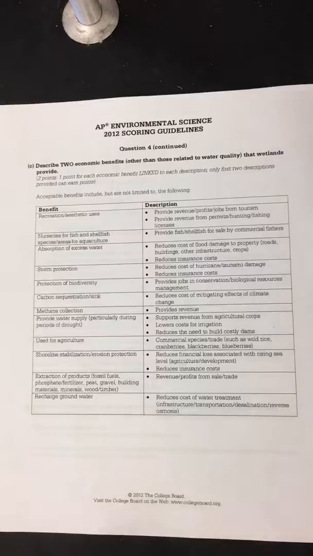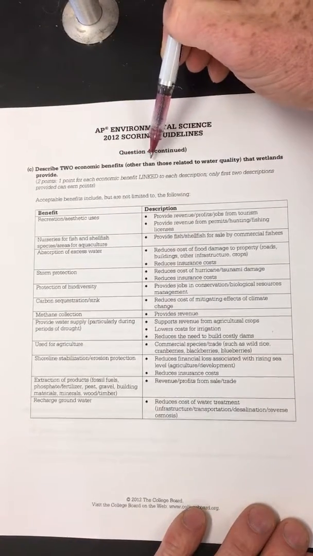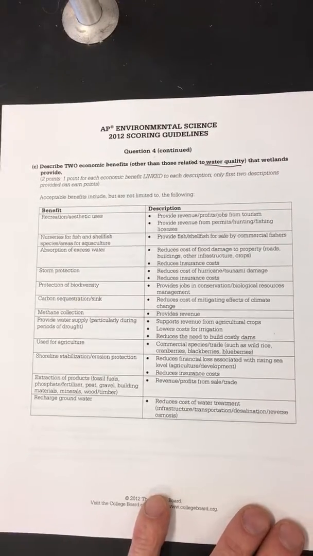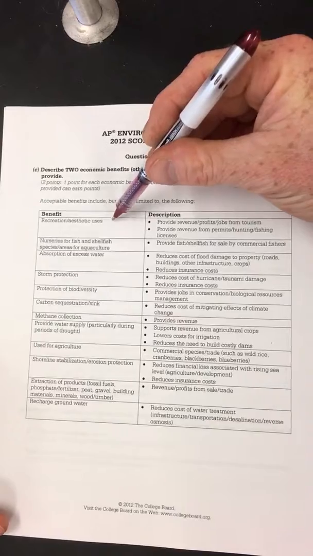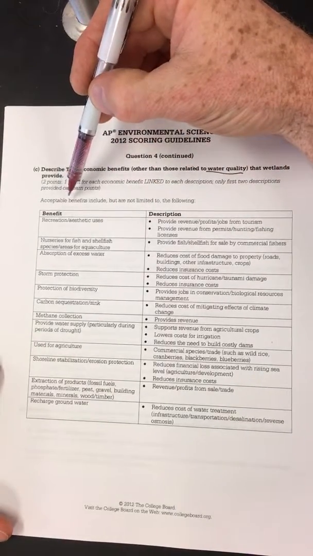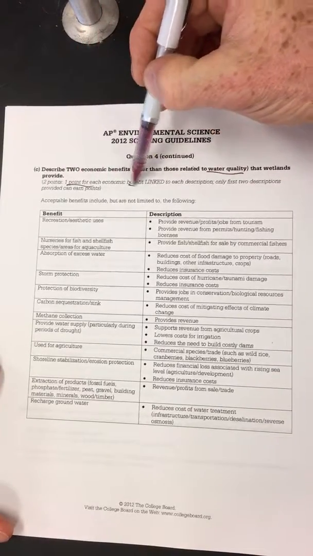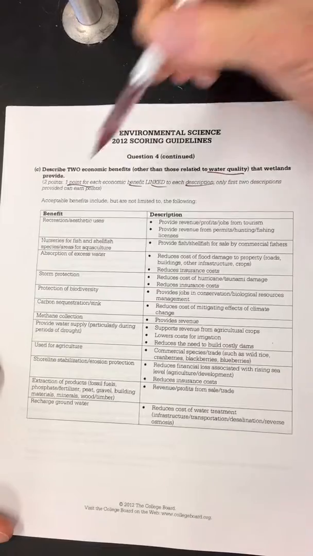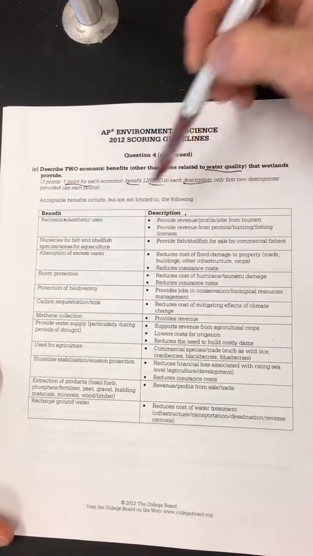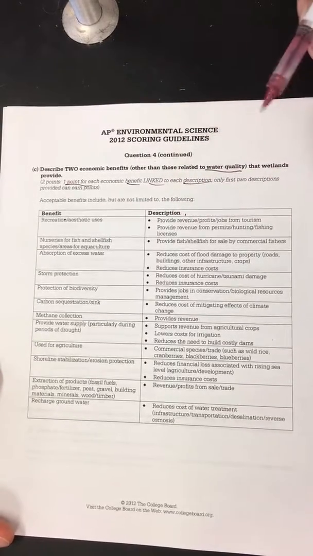For C, what we're looking at is: describe 2 economic benefits other than water quality that wetlands provide. Recreation would be an easy one. And notice that you have to explain it. You get a point for the benefit linked to the description. So benefit and then description. So recreation, but you have to say it provides revenue or profits or jobs for the area.